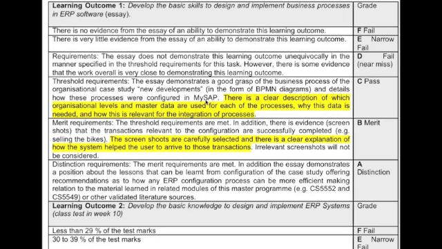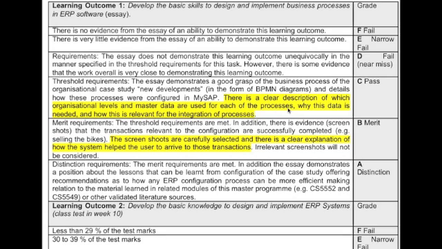That's an issue that many of you didn't do very well. You forgot that this module is CS5553, and it's about configuration. It's not about use. So you needed to focus on the configuration, and particularly if you have a D in your assignment, it's very likely because you didn't achieve what is in the yellow. If we read carefully, there is a clear description of which organizational levels and masters are used for each of the processes.